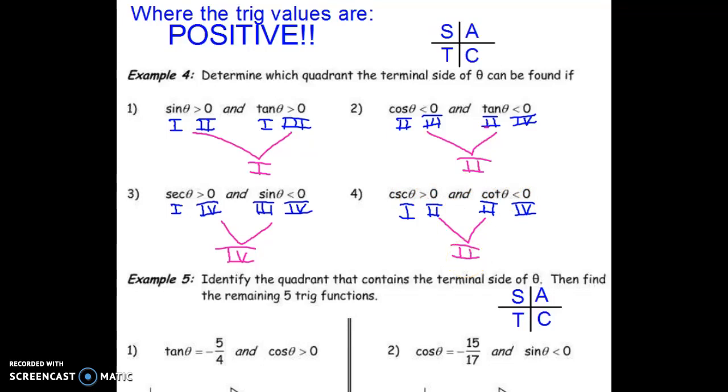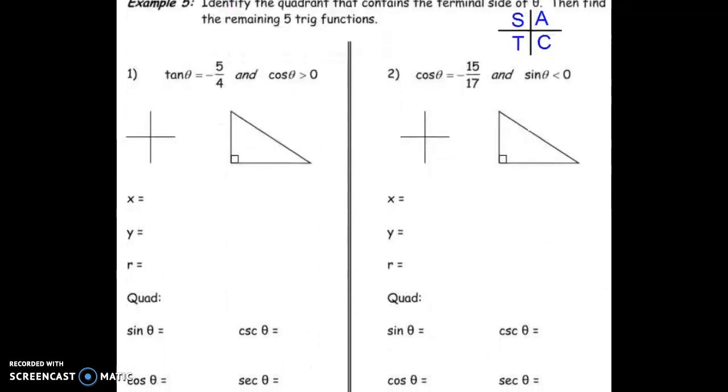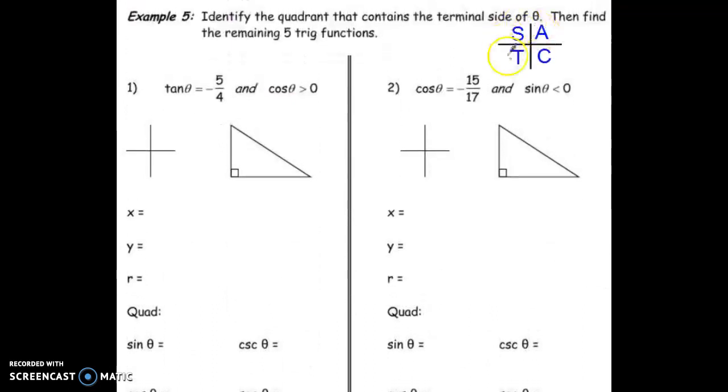All right, let's scroll down. And again, we are remembering all students take calculus. This is where the trig functions are positive. Tangent of theta. Well, I know that it's positive in these two, so it must be in 2 or 4. So this would be 2 or 4.